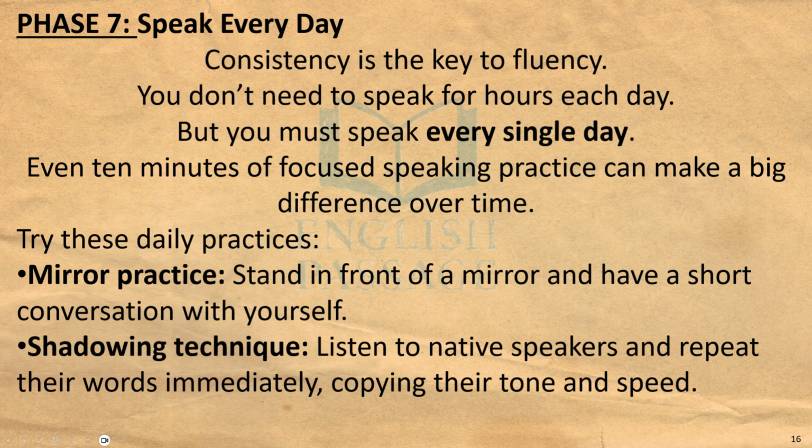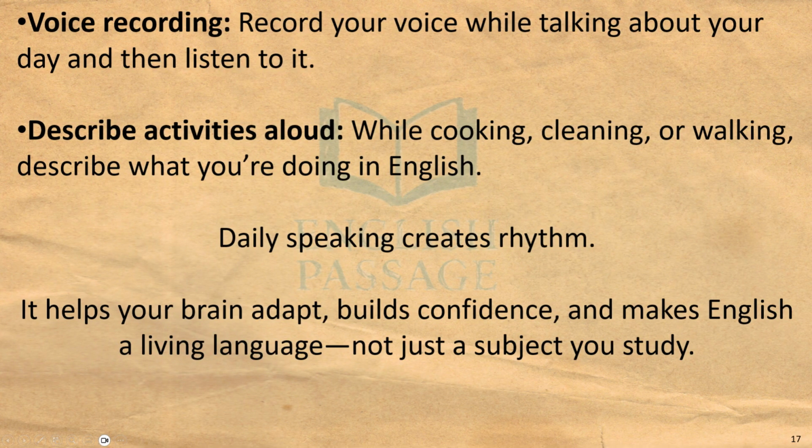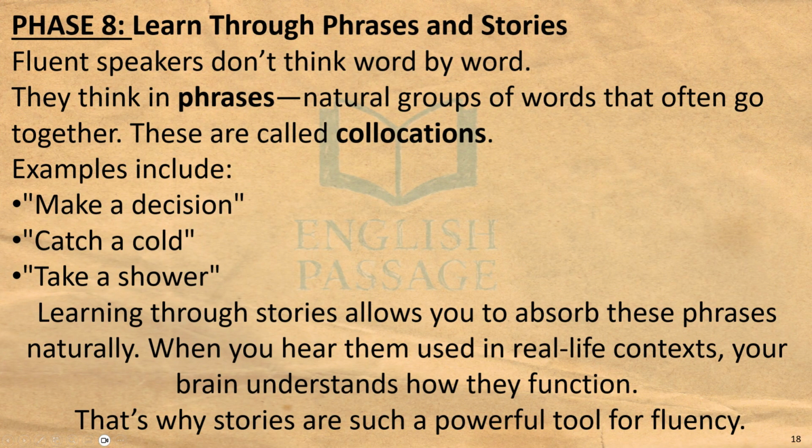2. Shadowing technique. Listen to native speakers, and repeat their words immediately, copying their tone and speed. 3. Voice recording. Record your voice while talking about your day and then listen to it. 4. Describe activities aloud. While cooking, cleaning, or walking, describe what you're doing in English. Daily speaking creates rhythm. It helps your brain adapt, builds confidence, and makes English a living language, not just a subject you study.